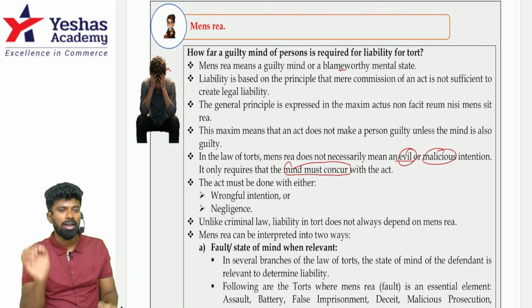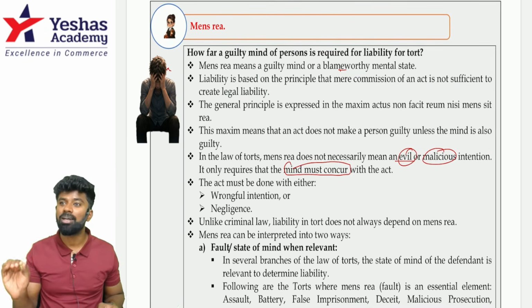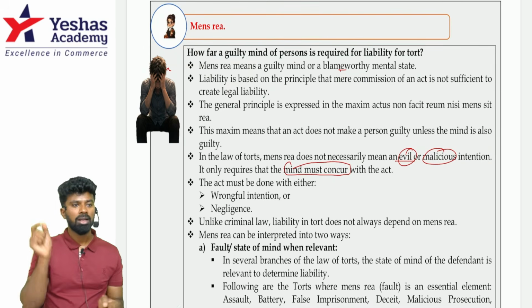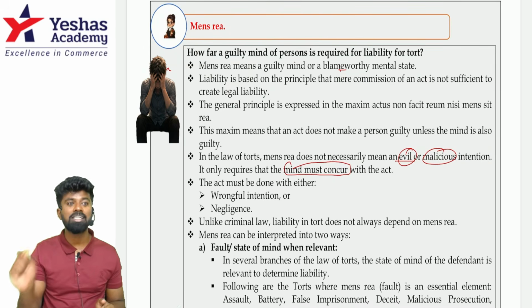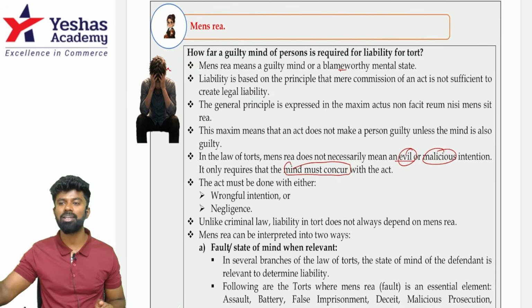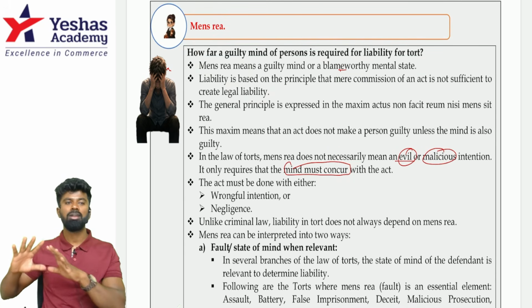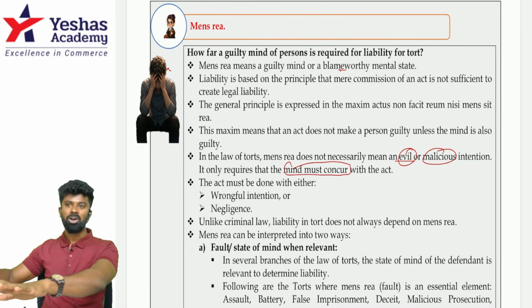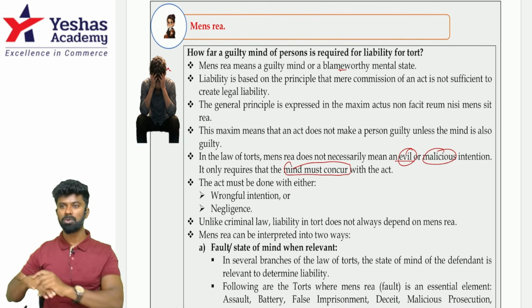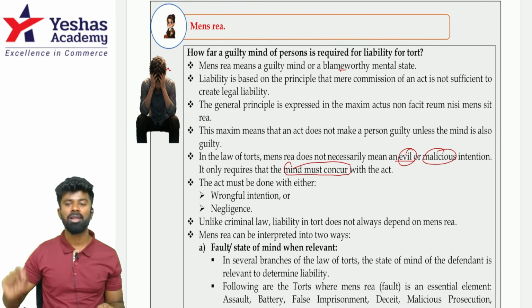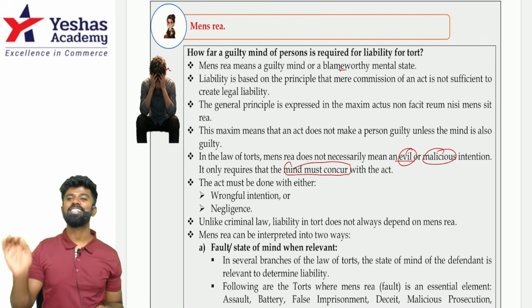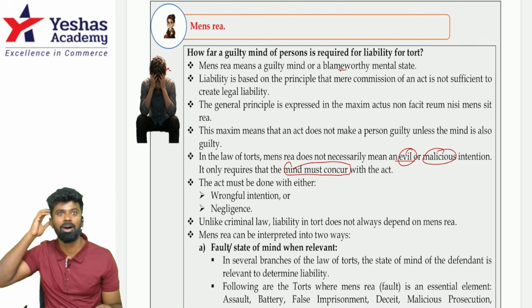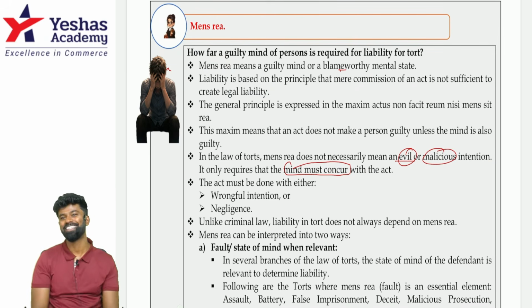You can use this phrase: actus non facit reum nisi mens sit rea. For example, by mistake you fell on somebody, and that boy started shouting at you, how dare you do this? Then you can say, brother, actus non facit reum nisi mens sit rea. He'll be like, what? Have you gone mad or what?